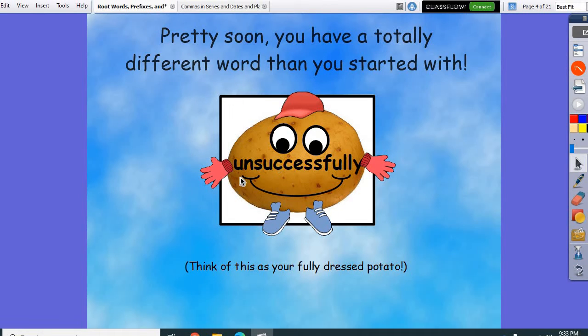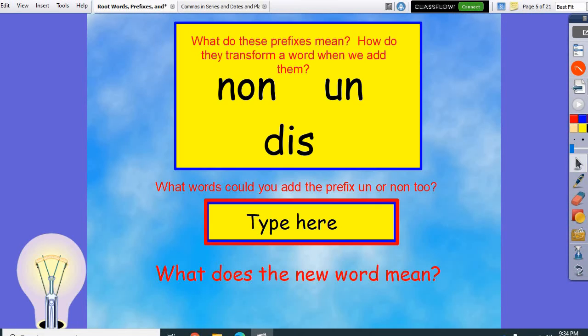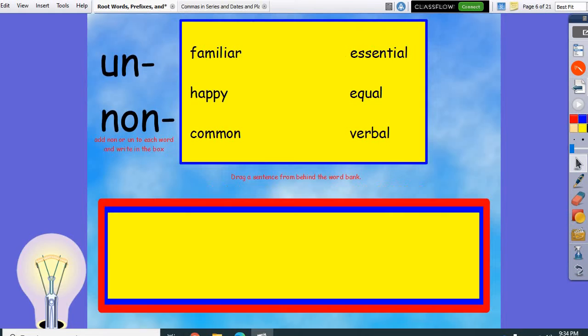And when you add those prefixes and suffixes, it becomes a new word. And it means something different because when you put a prefix or a suffix on a word, it changes what the word means. Alright, so I'm going to flip through some of these prefixes that we've talked about this year.